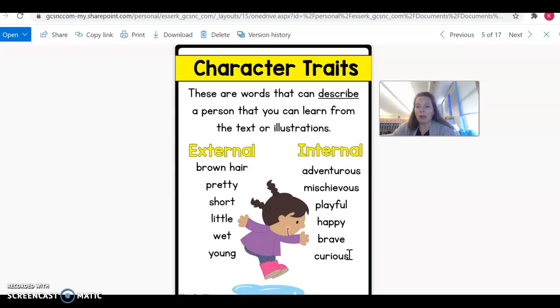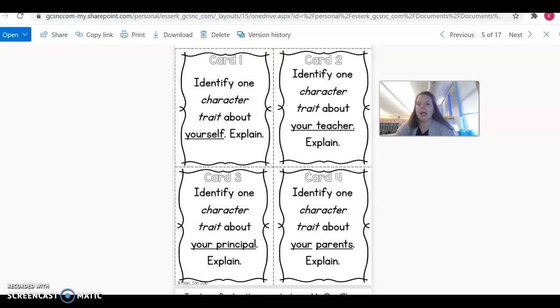When we are talking about character traits, we want to focus more on the inside of our character versus the outside of our character. That's going to help us get to understanding the theme. So we're going to practice a couple. We're going to read a couple little stories, and we're going to decide what is the best character trait for them. Okay, so let's talk about some of these real quick.